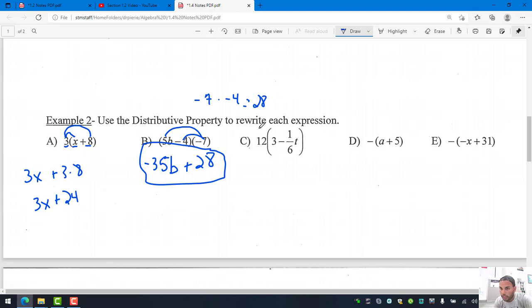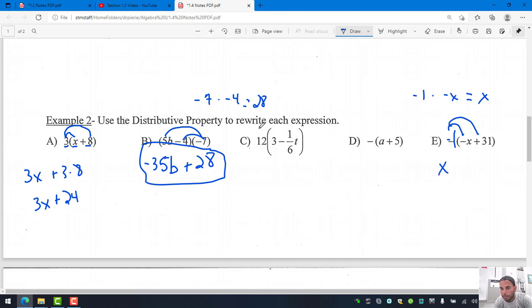Let's jump to letter E. Here I just see a negative times negative x plus 31. Whenever you see just a negative sign, it's basically the same thing as multiplying by negative 1. I have to distribute this negative 1 to both the negative x and to the positive 31. So I'll have negative 1 times negative x. Just like before, a negative times a negative becomes a positive, so this would just become plain old positive x.